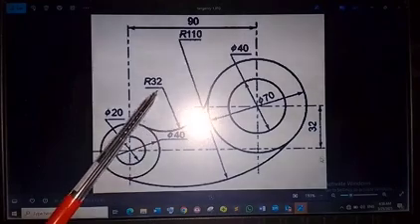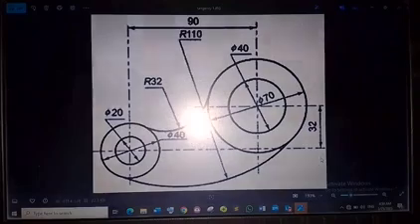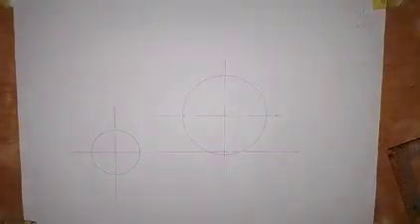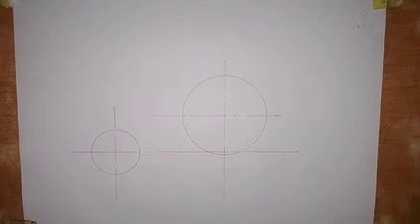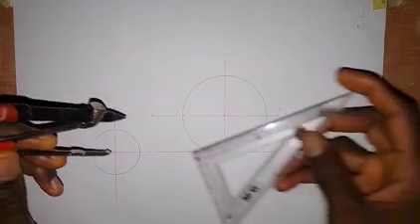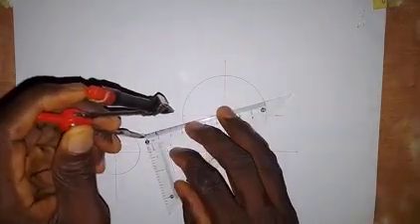So 20 plus 32 will give us 52. So we add that, 52. Let's quickly work that out. We are to take a measurement of 52 millimeters for this circle. So we take 52 millimeters here.